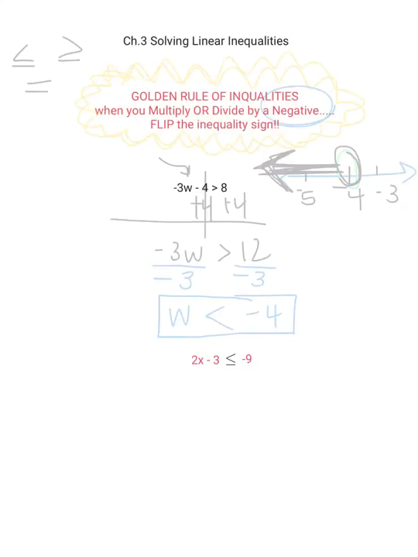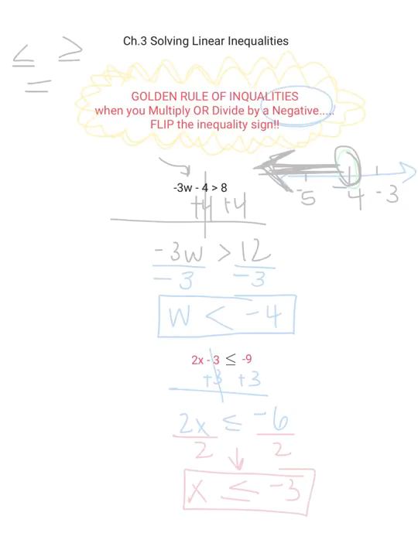I have 2x minus 3 is less than or equal to negative 9. So again, solve it the way we know how. 2x is less than or equal to negative 9 plus 3, which is negative 6. Now I'm at my last step. I'm going to divide by 2. I did not divide by a negative, so the sign will stay the same. Negative 6 divided by 2 is negative 3.